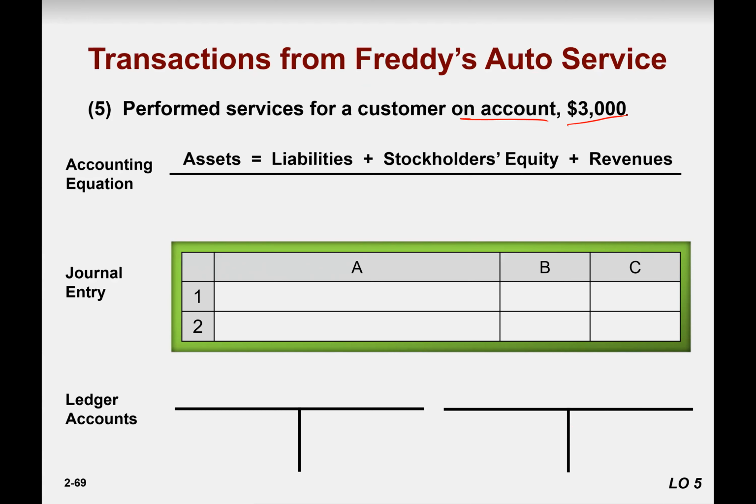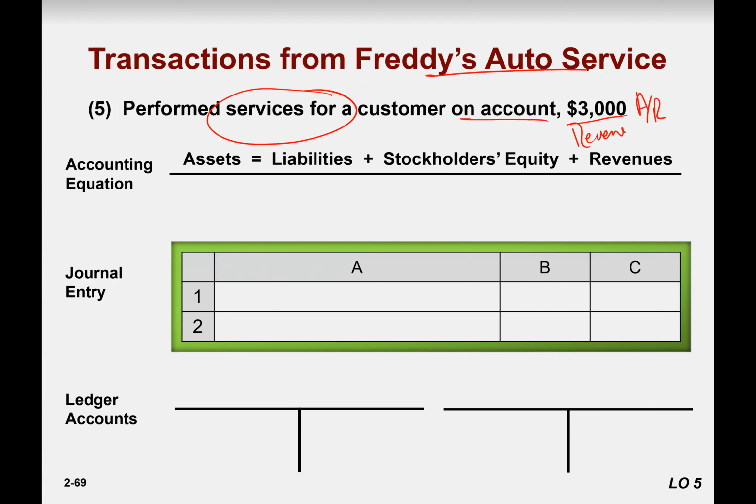So which two accounts are here? Accounts receivable and revenue. Exactly. Service revenue, right? Yes, so revenue and accounts receivable. Because you performed services, right? That is your sales for this business.